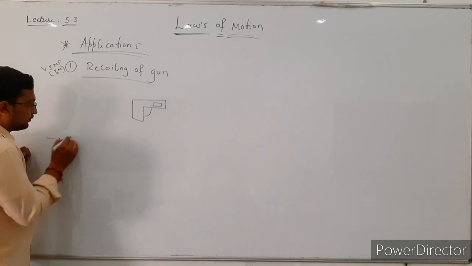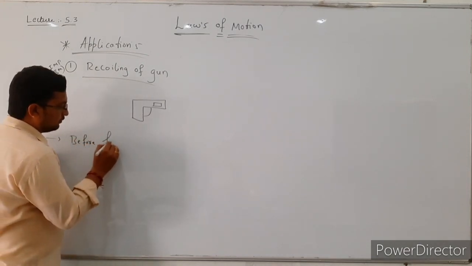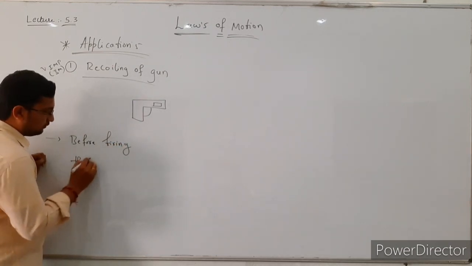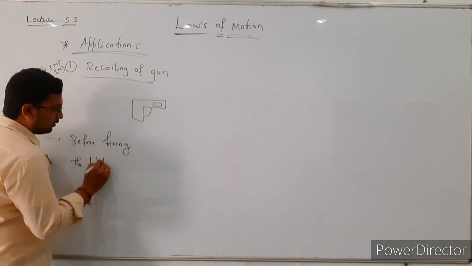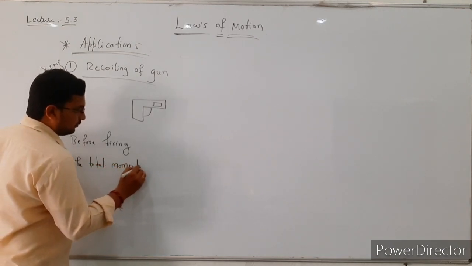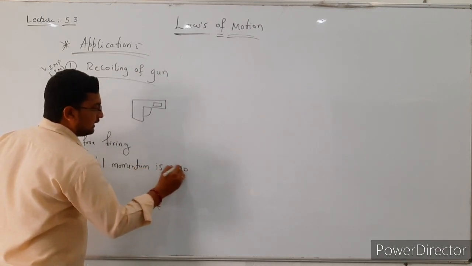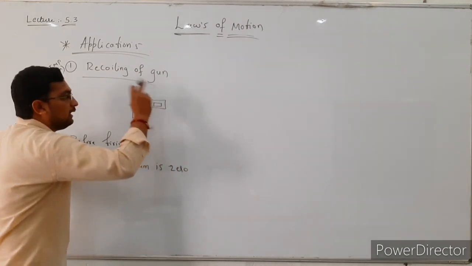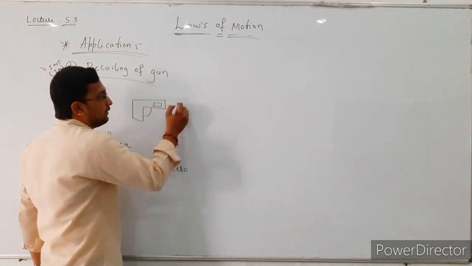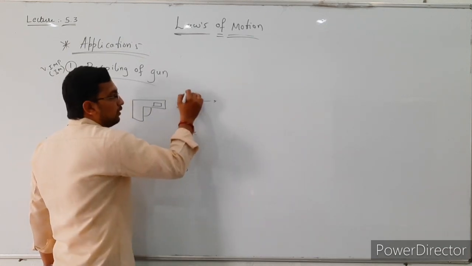Okay, see here. Before firing, the total momentum is 0, because in this case both the bullet and the gun are at rest. So after firing, this bullet is moving in the forward direction with some velocity.